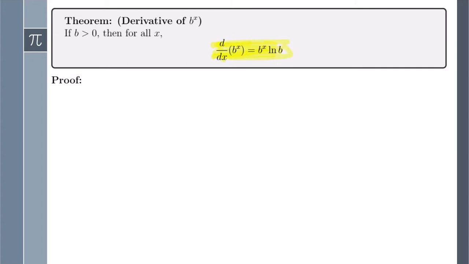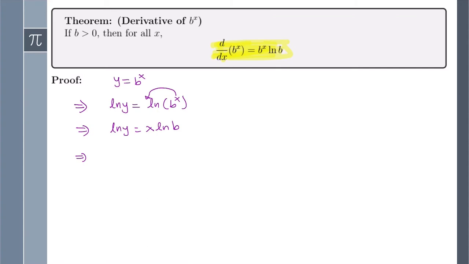And again, we are going to prove this. So our function here is y equals b to the x. Before we differentiate, let's go ahead and take the natural log on both sides. So we get natural log of y equals natural log of b to the x, or natural log of y equals, using the law of logs, we can bring that exponent to the front, so we get x natural log of b. Now let's go ahead and differentiate this with respect to x, implicitly.